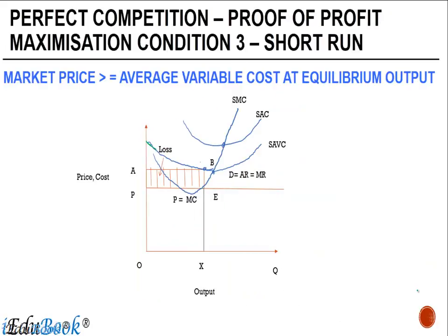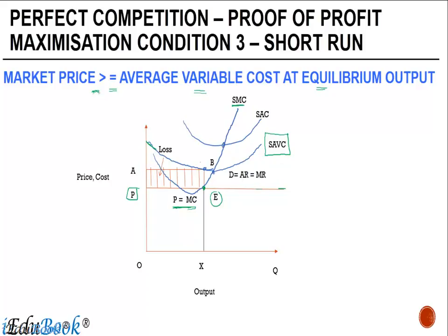Let's look at the proof of this condition, that the market price has to be greater than or equal to the average variable cost at equilibrium output. Again, in this diagram, this red line denotes the price, right? SAVC here refers to the short-term average variable cost, right? So let's say at point E, which is marked here, the price is equal to the marginal cost. Here it is the marginal cost curve, right?